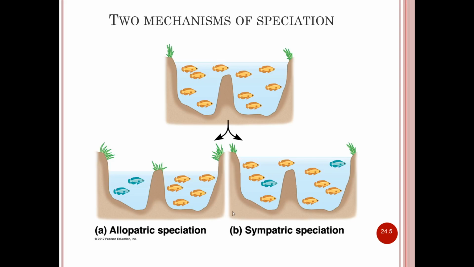But again, for sympatric speciation, go ahead and cross off polyploidy, allopolyploidy, and just know that sympatric speciation results when two species mate and have offspring, and we refer to those offspring as hybrids. And this is going to occur when there is no reproductive isolation. No reproductive isolation.